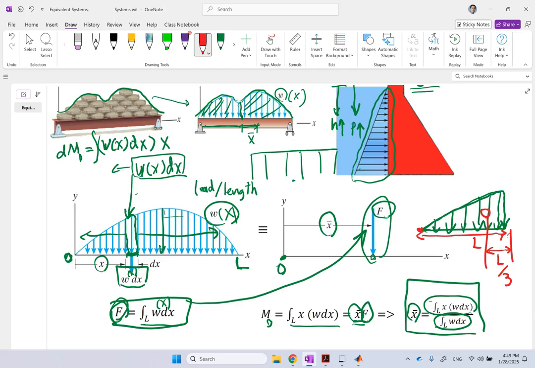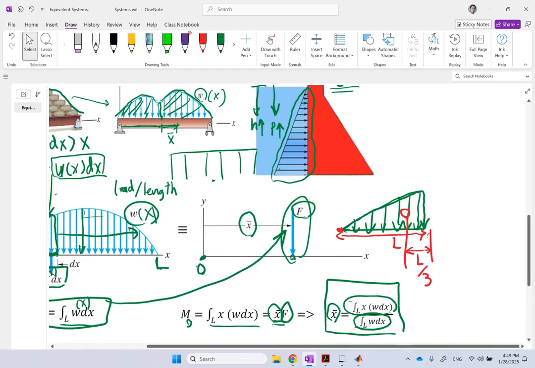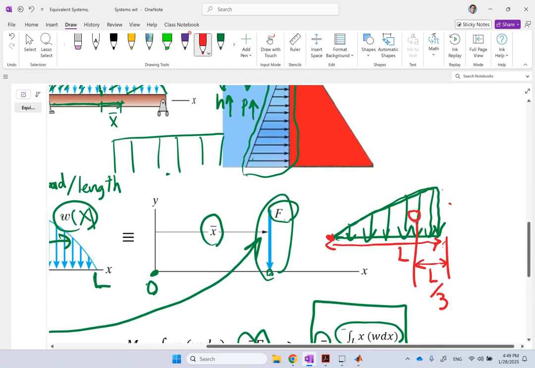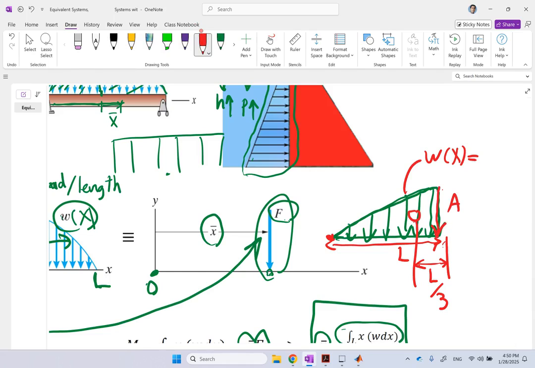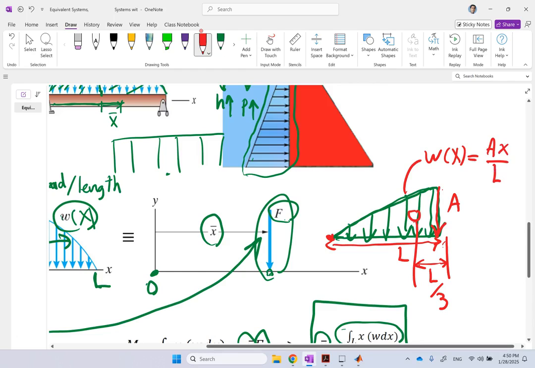So if I have to replace this, let's say the maximum load here is W in this case. So W of X in this case is basically, and if you don't like to call it W, call it something else. Let me call it A. So this maximum density here is A, the length over which is L. So W of X is clearly A times X over L, where X is measured from this left side.